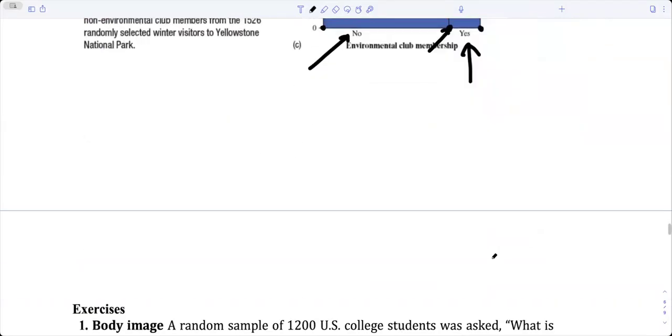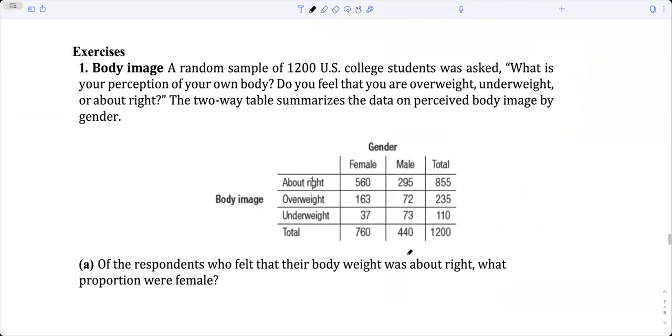Here, turn the page. Let's look at this. Okay, body image. A random sample of 1,200 US college students was asked, what is your perception of your own body? Do you feel that you are overweight, underweight, or about right? The two-way table summarizes the data on perceived body image by gender. Okay, so we have those three categories for the body image, and then it is broken down by male and female, and then we have the totals.